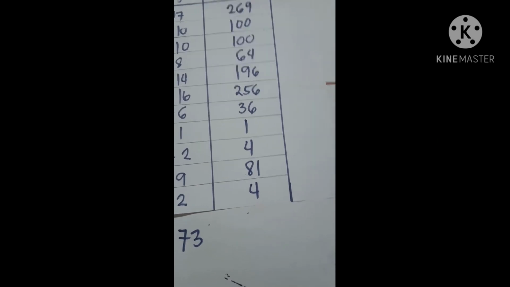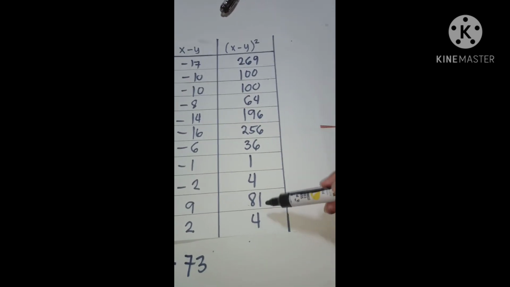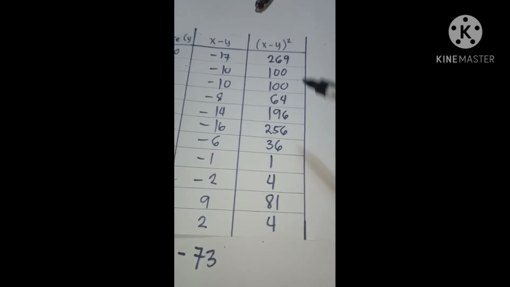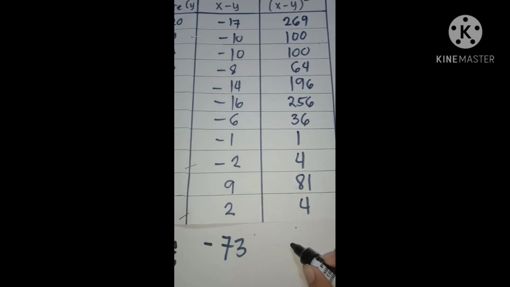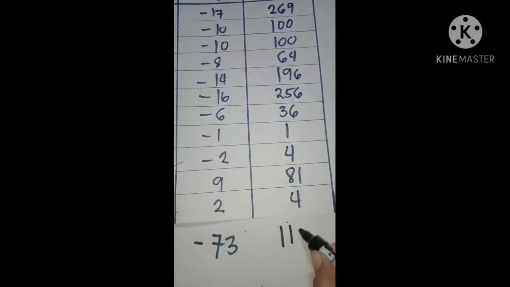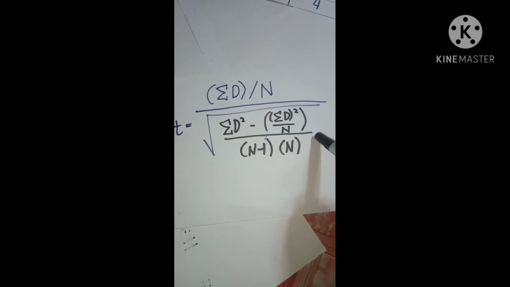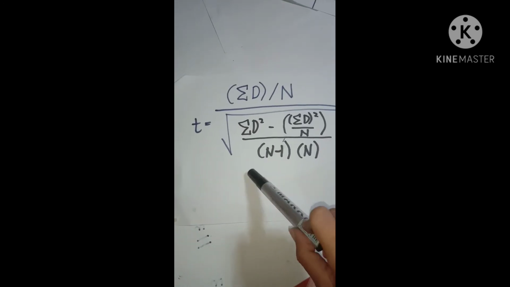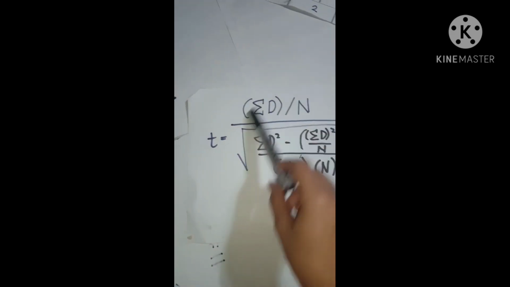The fourth step is we are going to add up all of the squared differences from step 3. Adding all of this data is equal to 1,131. Step 5 is we are going to compute the t-score using this formula. This is the formula for the t-score.